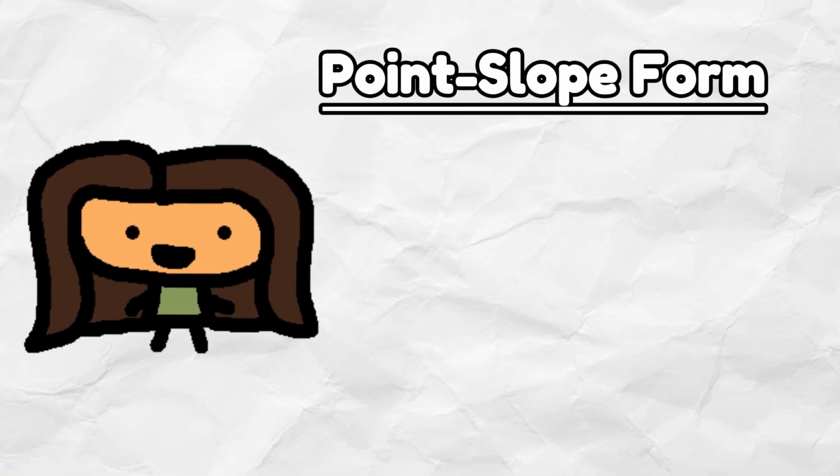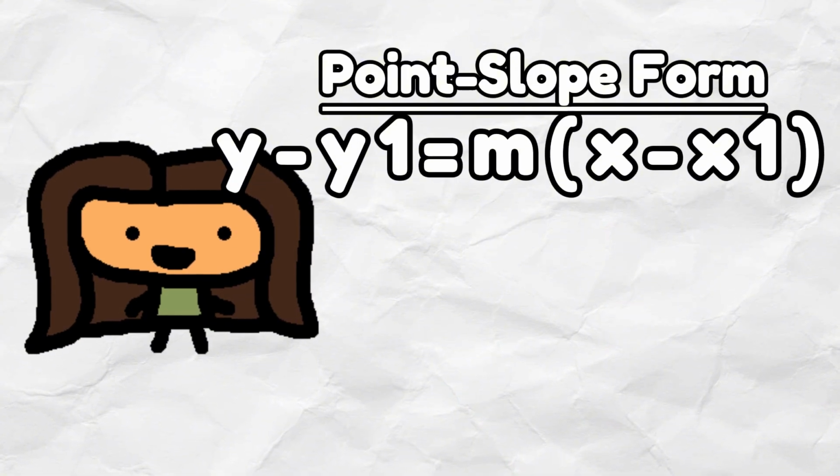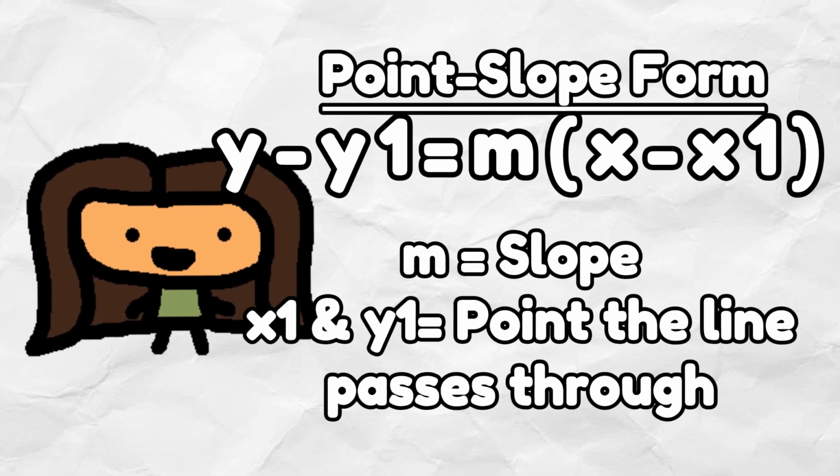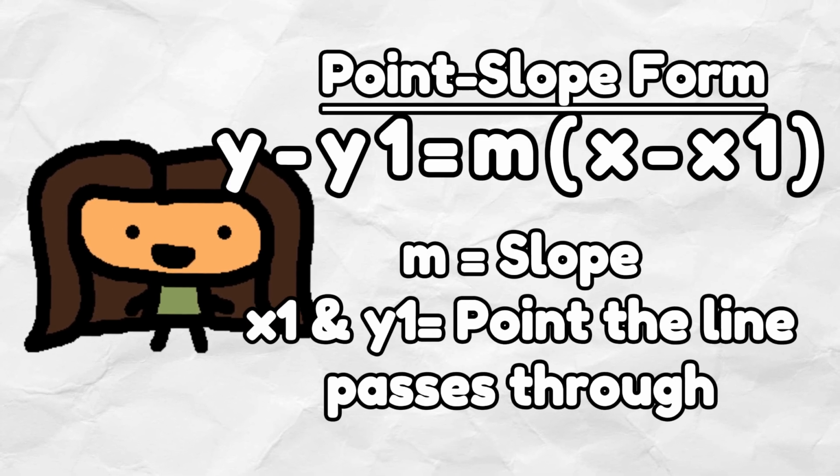Point-slope form is a way to write the equation of a line when you already know one point on the line and the slope. The formula looks like y minus y1 equals m times x minus x1. The m stands for slope, that's how steep the line is, and x1 and y1 is a point the line passes through. You just plug in those numbers.